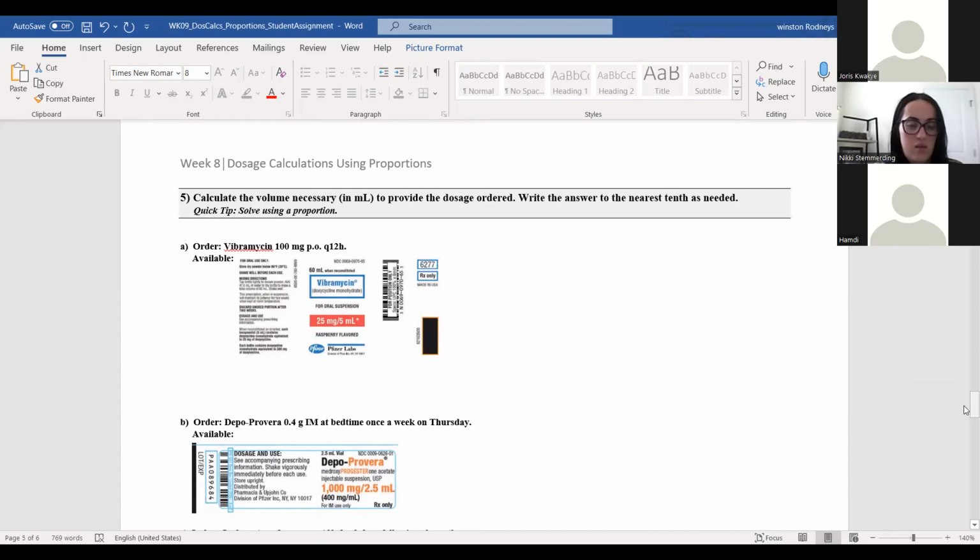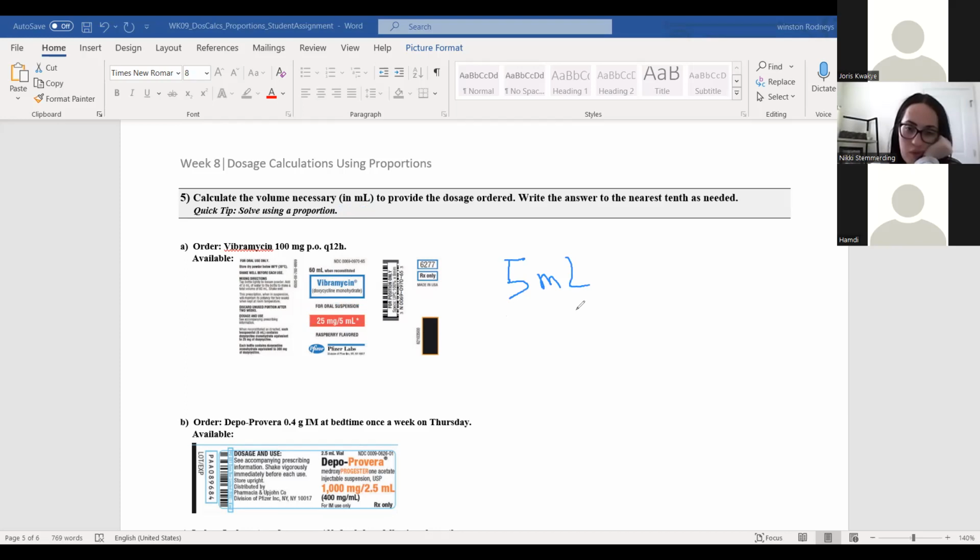This one says calculate the volume. So in this case, you're going to have to start doing proportions, right? Because you're given the proportion right here. It tells you that every 5 mLs of the medication contains 25 milligrams. And so you're being asked to calculate the number of milliliters you're going to need, which says calculate the volume necessary, right? So you're going to set up a proportion, just like we've done so far.